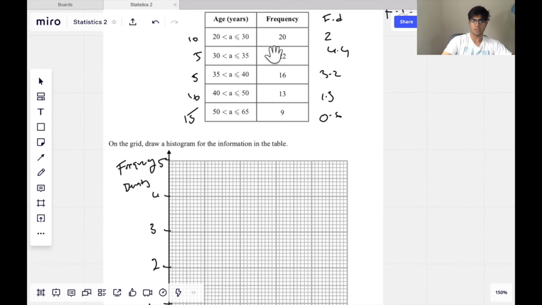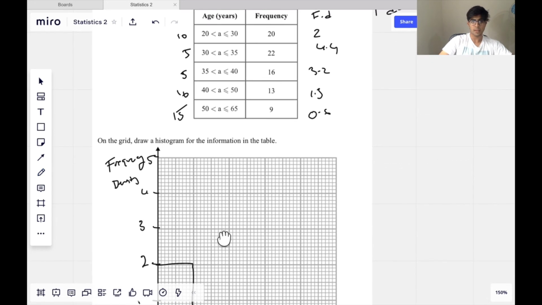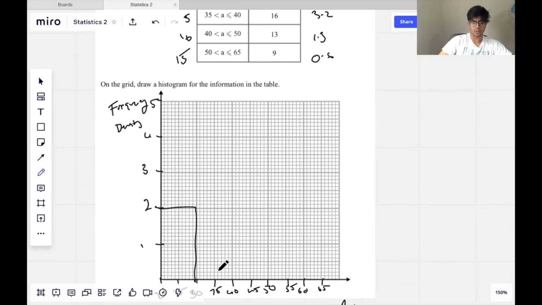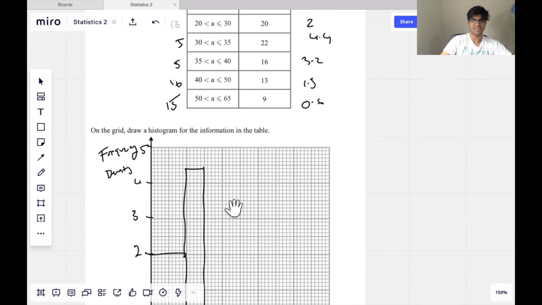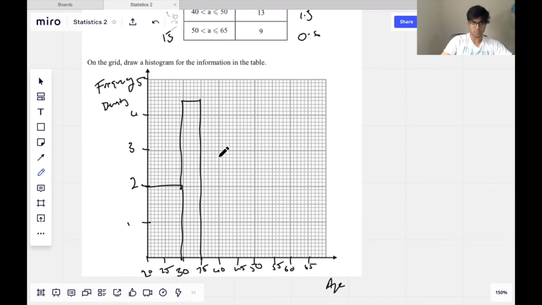So between 20 and 30, it's a frequency of 2. So we go between 20 and 30, with a line like this, and then 2. There we go. 30 to 35, it's 4.4. So this must be 4.4. I'll do my very best to draw a straight line. Of course, please do use a ruler with this. 35 to 40 is 3.2.